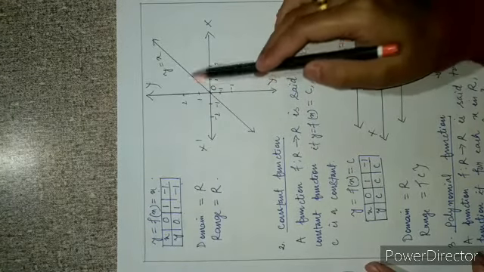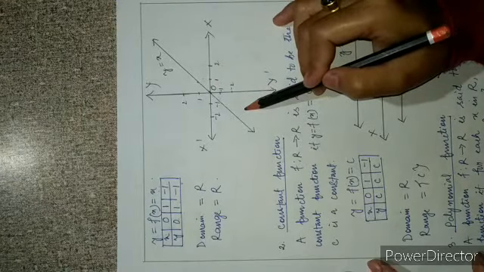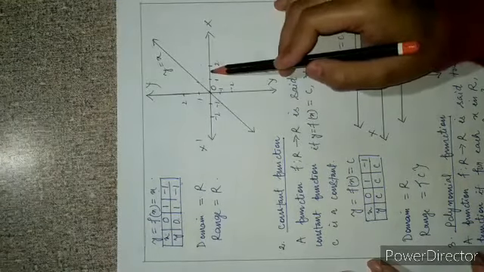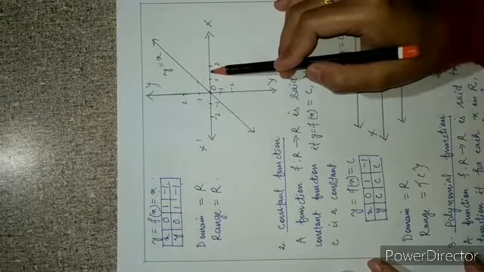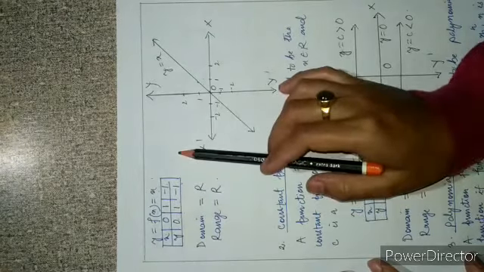This straight line bisects the first quadrant and the third quadrant. Then find the domain and range of the identity function. In the identity function, every real number is mapping to itself.